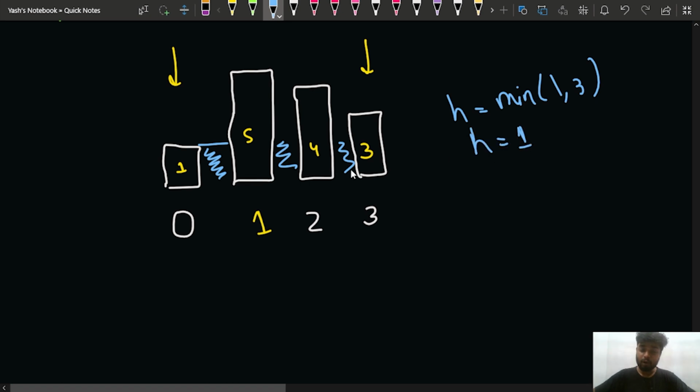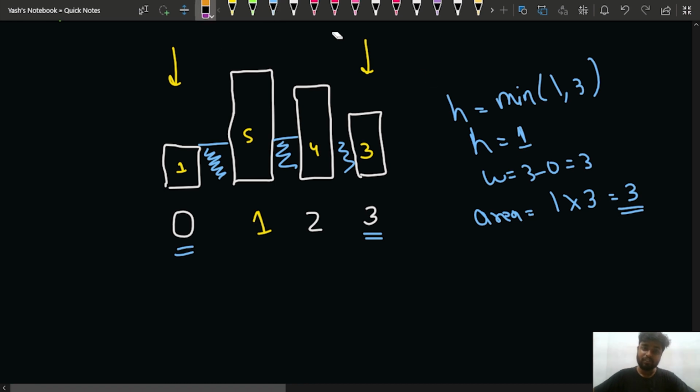And how much is the width? The width is nothing but 3, that is the index j minus the index i, so 3 minus 0, which is 3 here. So the area, or the amount of water that I have stored, will be 1 into 3, which gives us only 3, which is very, very less compared to the answer of 6 that we were getting.